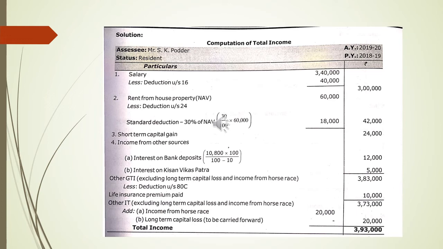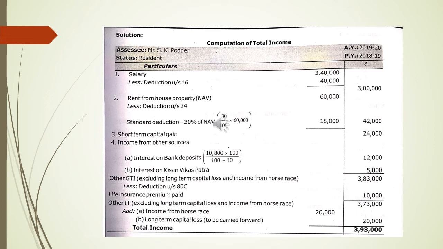Short-term capital gains, they have not mentioned whether it is STT or not. So we will take it to the outer column straight away, 24,000. Then we have long-term capital loss. It will not come here right now. We'll do that treatment later.